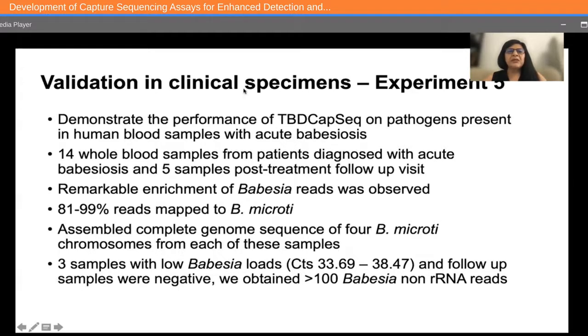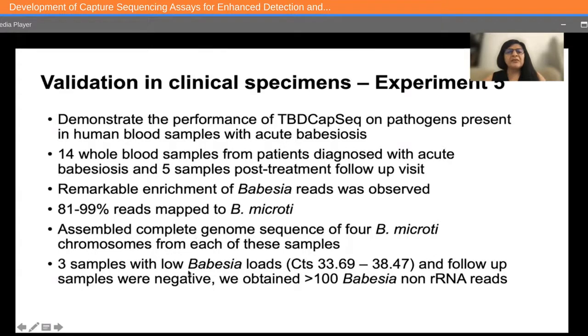So we continued with validation in clinical specimens. In this particular experiment, we demonstrate the performance of TBD-Cap-seq on pathogens present in human blood cells with acute babesiosis. We took 14 whole blood samples from patients diagnosed with acute babesiosis and 5 samples that were post-treatment follow-up visits. We found remarkable enrichment of Babesia reads, and 81 to 99% of the reads mapped to Babesia microti. The assembled complete genome sequence of the 4 chromosomes from each of these samples could be obtained.